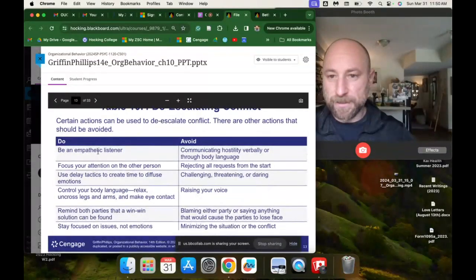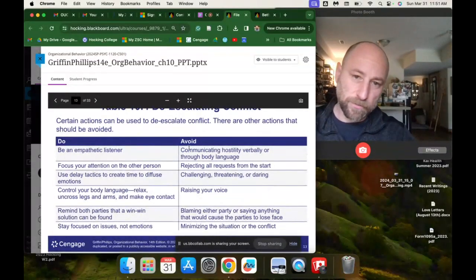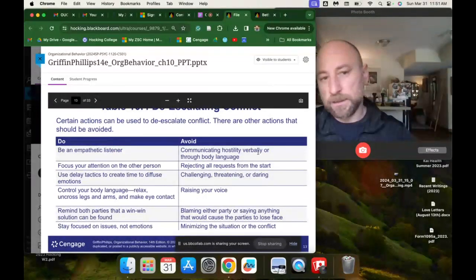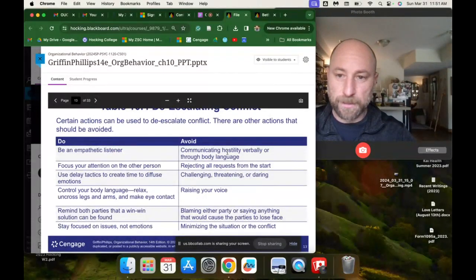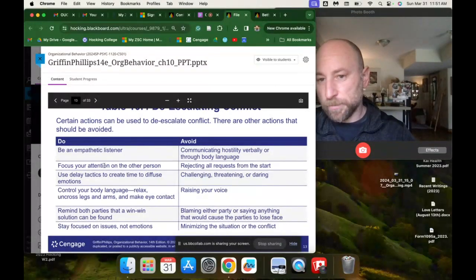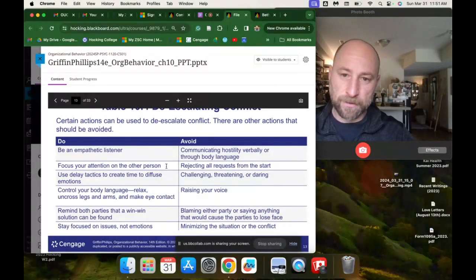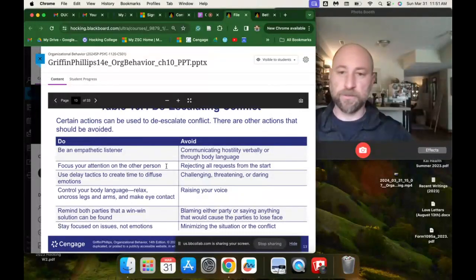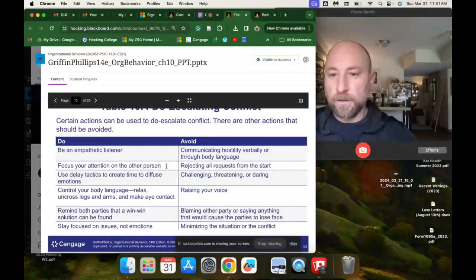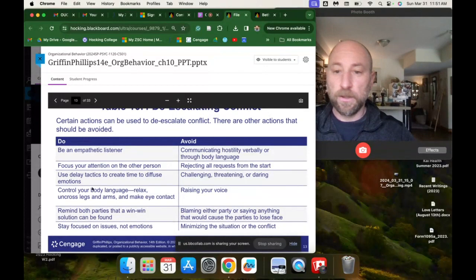Some things to do: be an empathetic listener. Things to avoid: communicating hostility verbally or through body language. Focus your attention on the other person. That's an important thing. In a conflict, we tend to focus on our own emotions without really being aware of what the other person is thinking or feeling. Using delay tactics can be helpful to diffuse emotions and give people a chance to calm down.